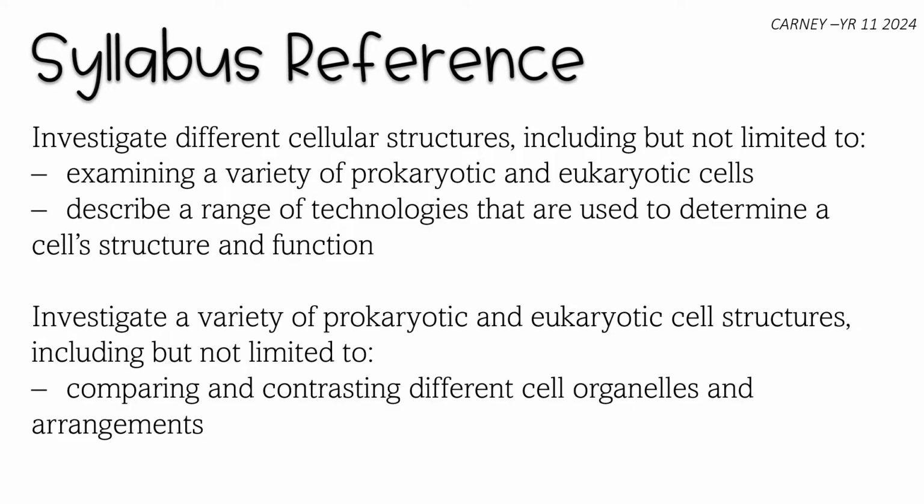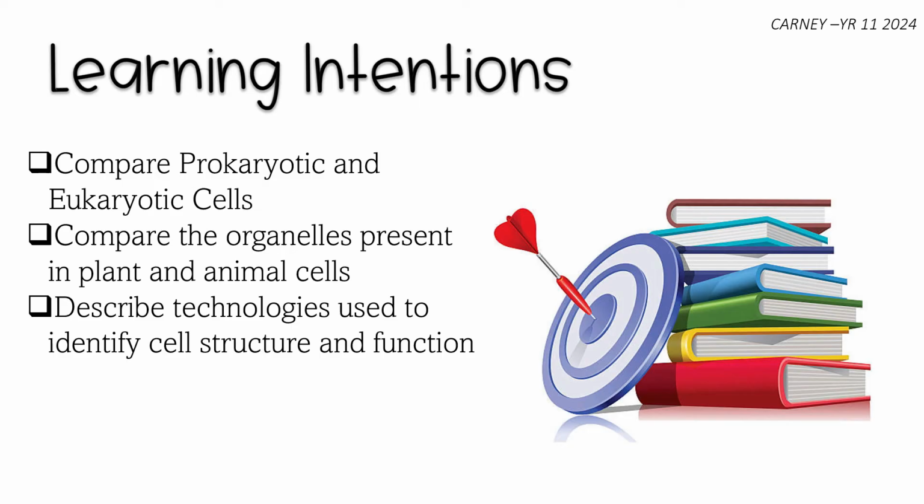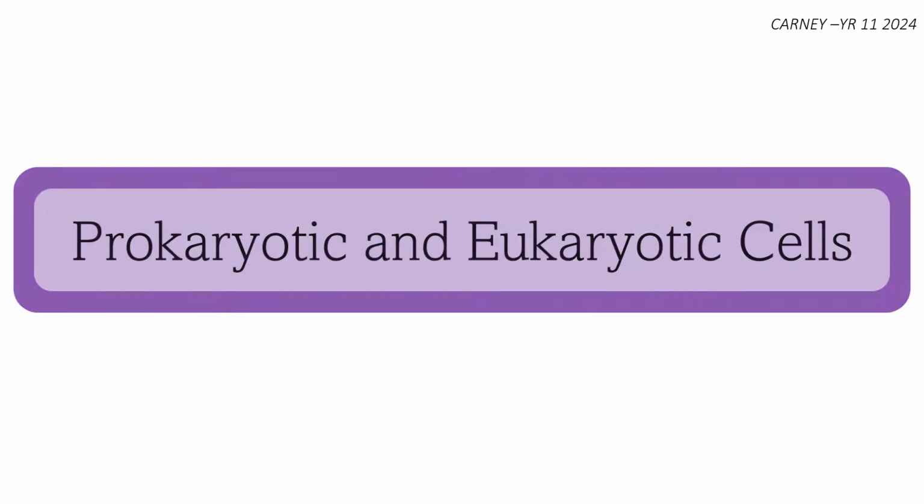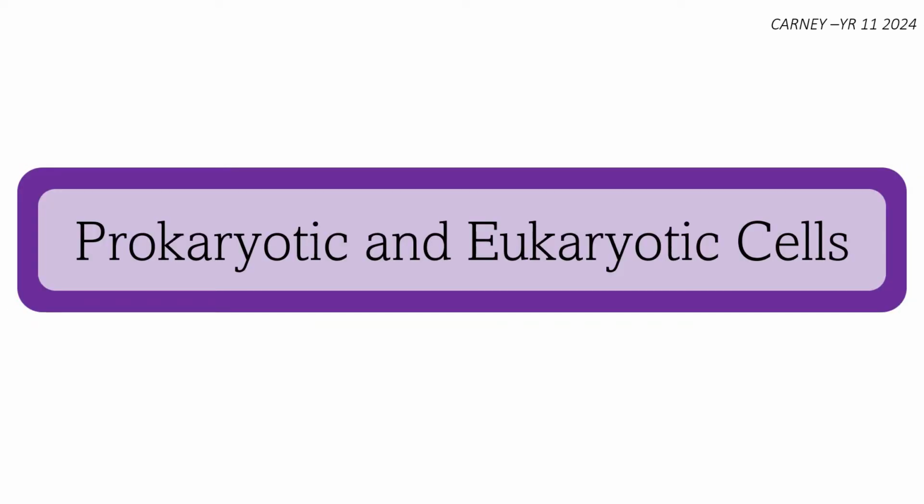look at a range of technologies that help to determine cell structure and function, and compare and contrast different cell organelles and their arrangement. Our learning intentions for this video: we will compare prokaryotic and eukaryotic cells, compare the organelles present in plant and animal cells, and describe technologies used to identify cell structure and function. So let's first look at prokaryotic and eukaryotic cells.